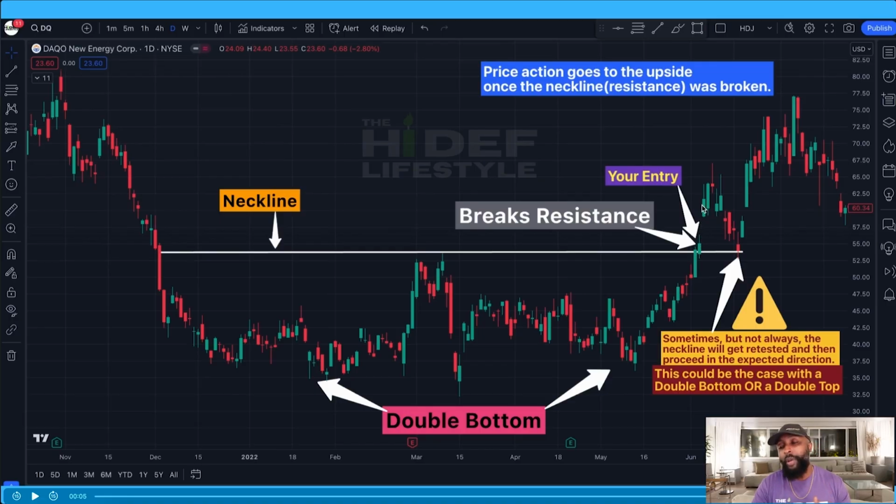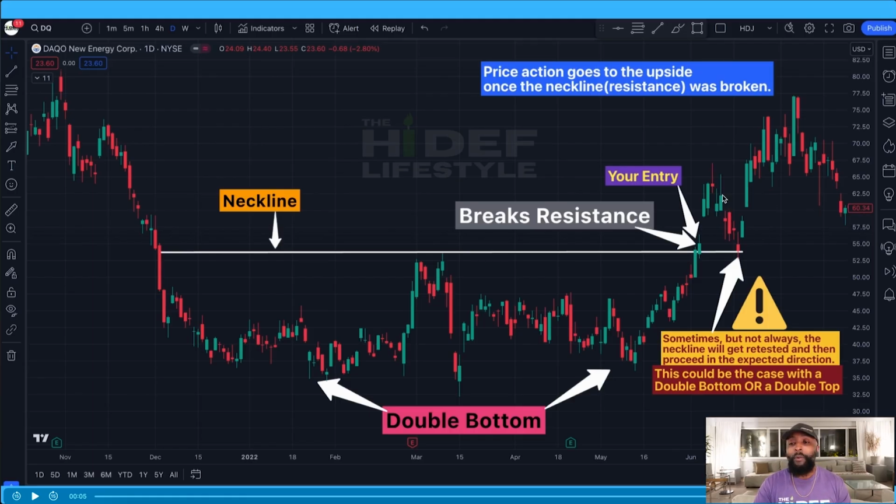Or you could have entered right here in hopes that the price action was going to continue to go up. But as you see, remember I talked about the possible retest. It came back down to retest the neckline and then went to the upside. So I wanted to show you this example because a retest happened.